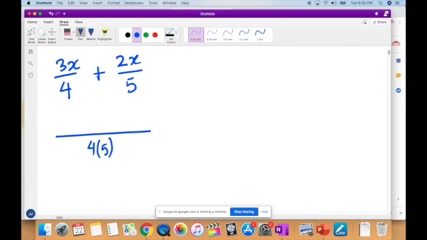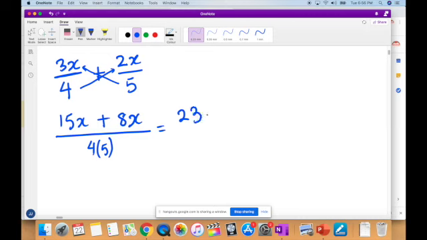How do I add these fractions? Multiply the 4 by the 2, so you cross multiply. The 4 times 2x, 4 2s are 8x. And then you cross multiply 3x times 5. 5 3s are 15x. And of course there's an add in the middle, so 15 and 8 is 23.